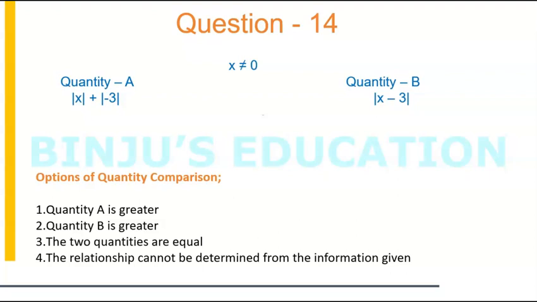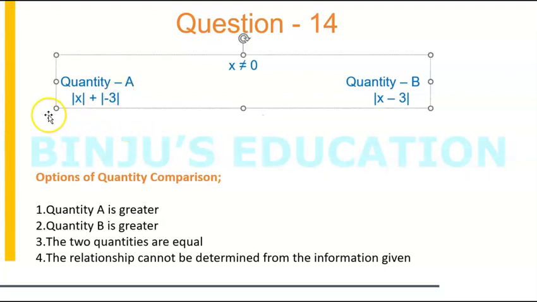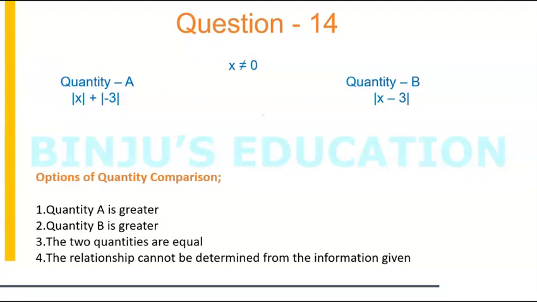All right, so x is not equal to 0. We have quantity A, which is mod of x plus mod of minus 3. Another one is mod of x minus 3. Okay. So I can rewrite quantity A as mod of x plus 3, because mod of minus 3 is simply equal to 3, and quantity B is mod of x minus 3.